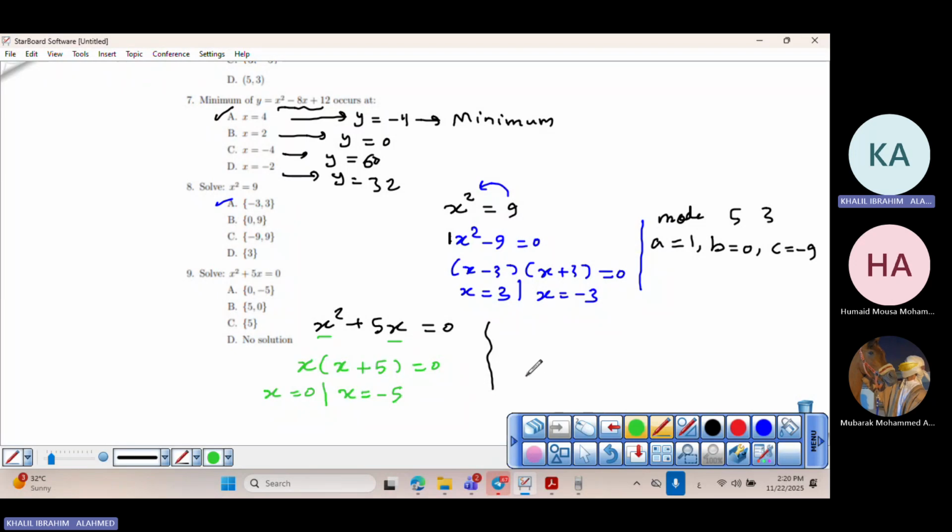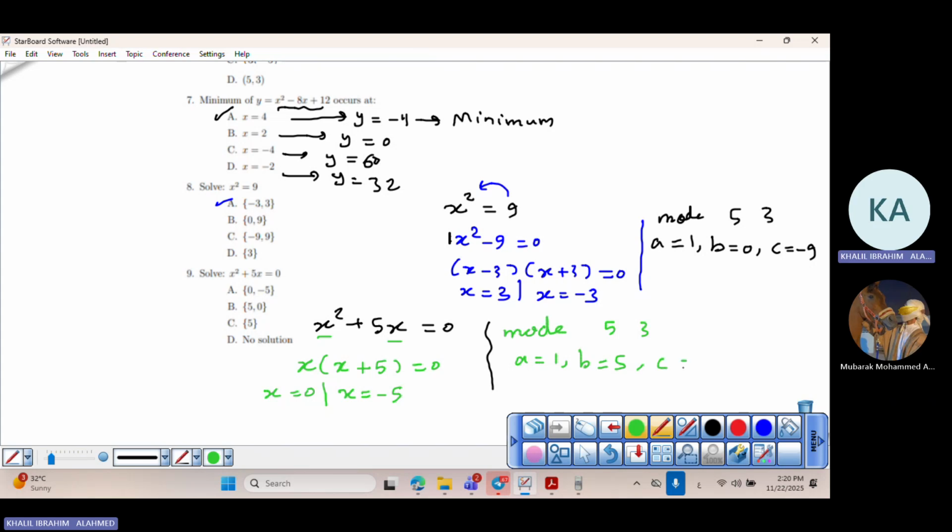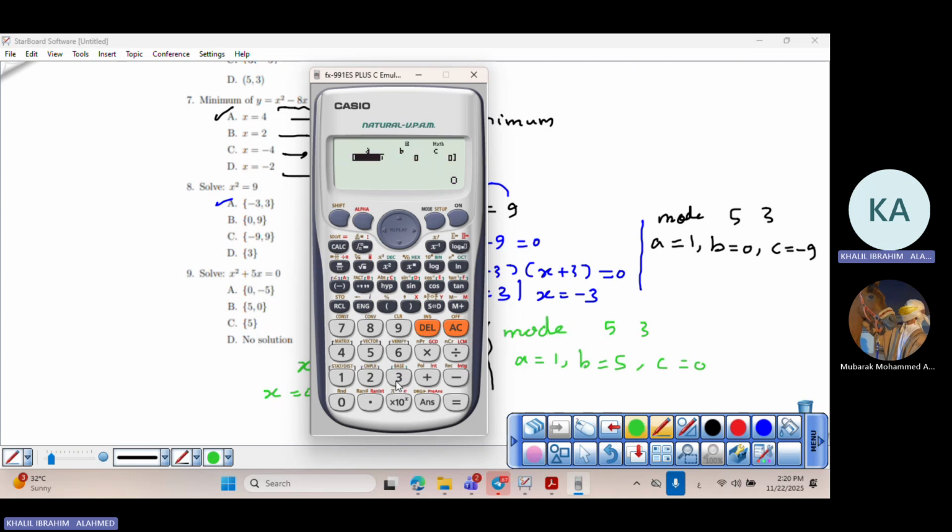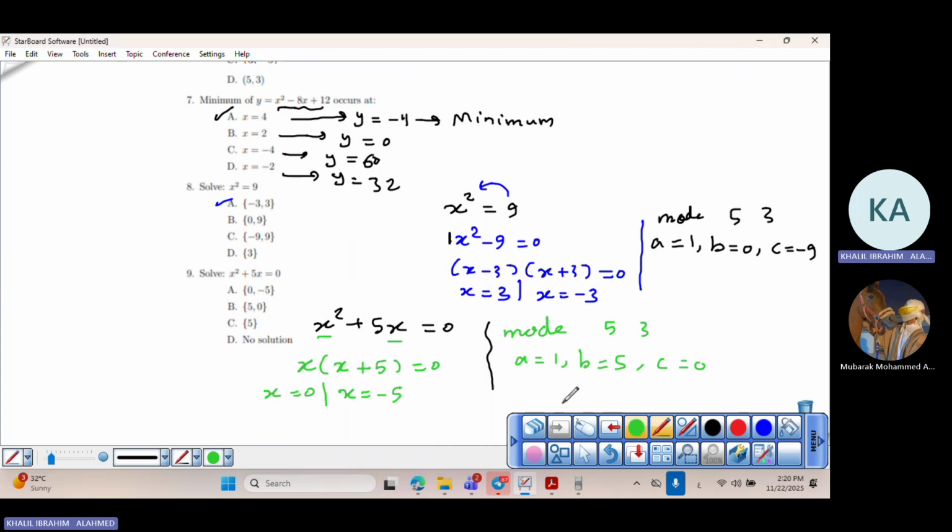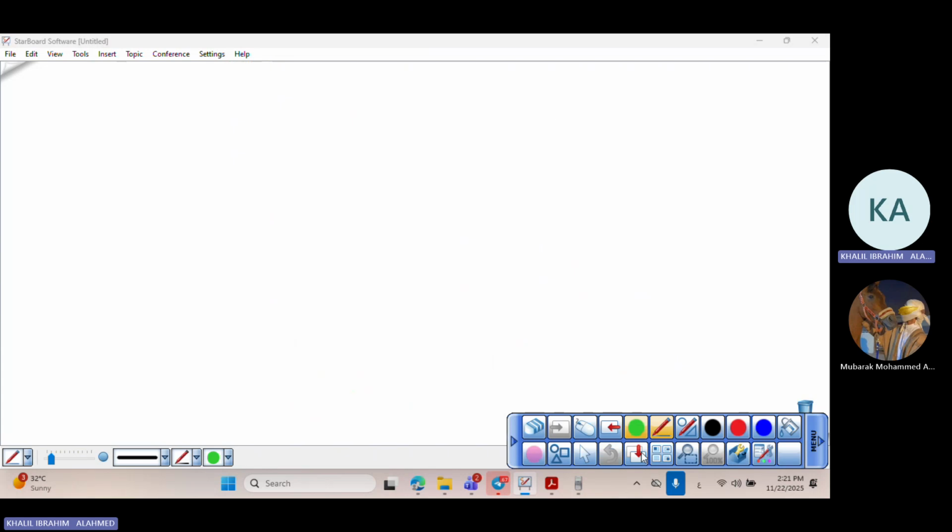Just change the sign. Or you can use the calculator here also: mode 5, 3, A equals 1, B equals 5, but we don't have a constant, C equals 0. The answer is x equals negative 5 and x equals 0, the same answer: x equals 0 and x equals negative 5. Which choice is right? The first one. Okay, let's move to the next question.